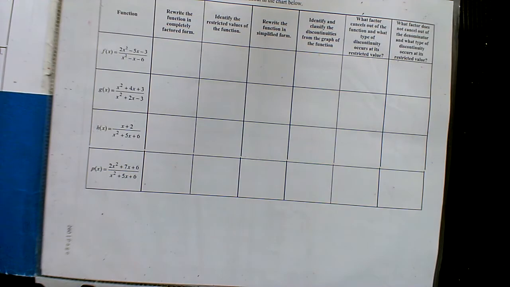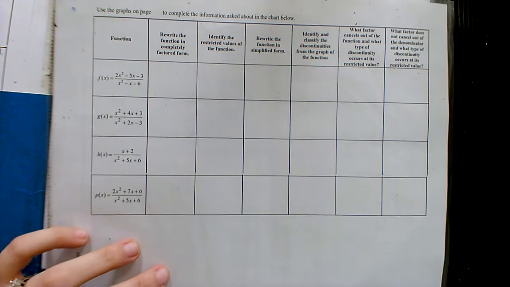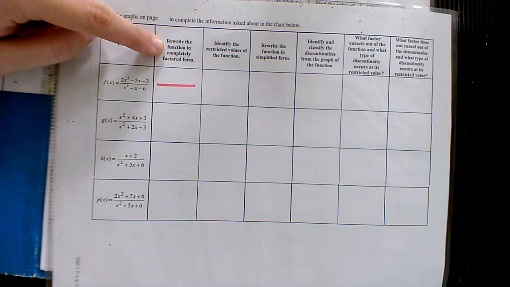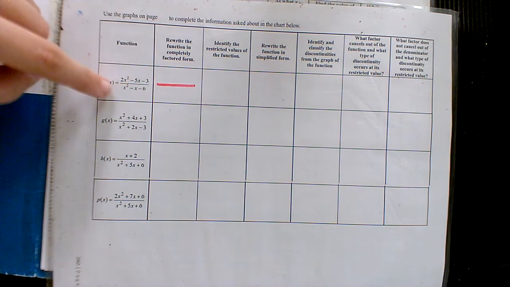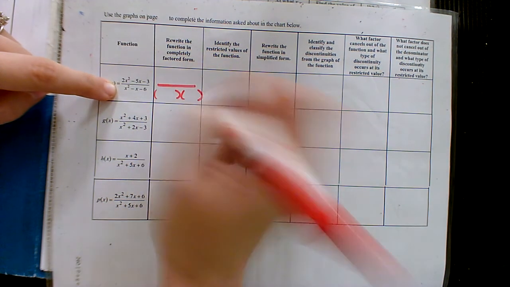So on the back of this page, we're going to try to fill out a similar chart to one that we did in a previous section, but taking a look at some other characteristics. So we might have to flip back and forth between the graphs and this chart as we go through some of these columns. All right, so for our first one, we're going to rewrite the function in completely factored form. I think the bottom is going to be pretty simple for us. It's an I am setup.